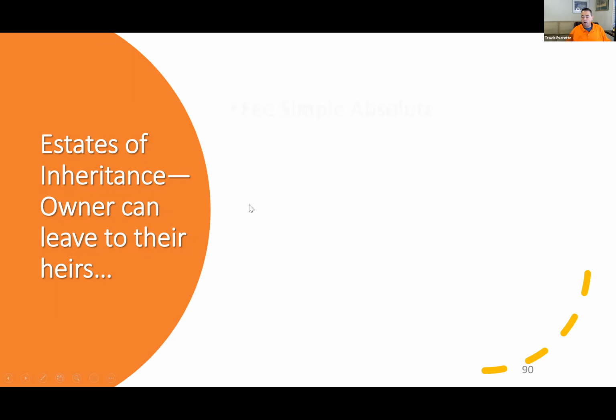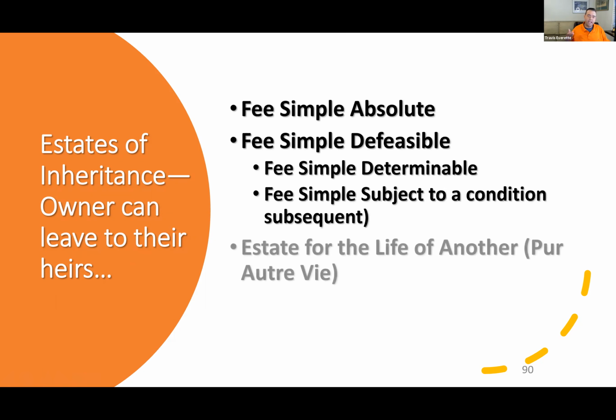And almost all of those are inheritable. Almost every single thing that we just talked about is inheritable. Fee simple absolute, which means they're all fee. Fee simple absolute, fee simple determinable, fee simple subject to a condition. Even the life estate pur autre vie is inheritable.